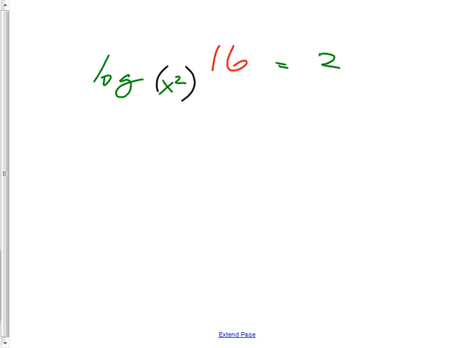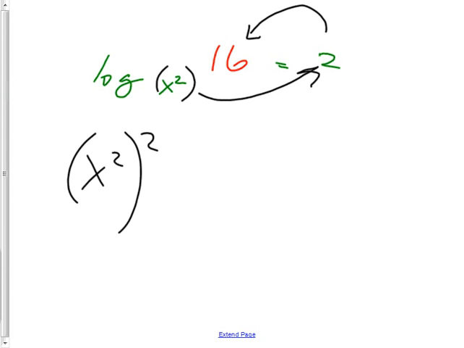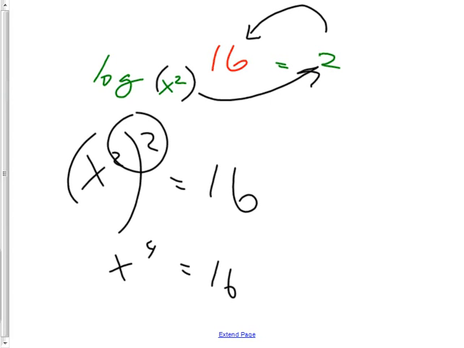Okay, what you should have said is that to the that is equal to that. x squared to the 2 is equal to 16. And yes, I just said to the squared, which is totally wrong. But so that's x to the fourth equals 16.